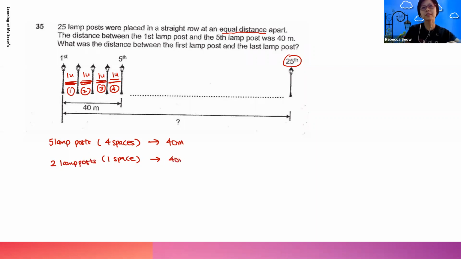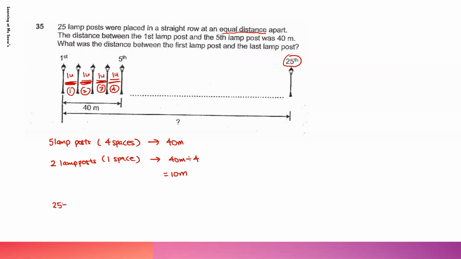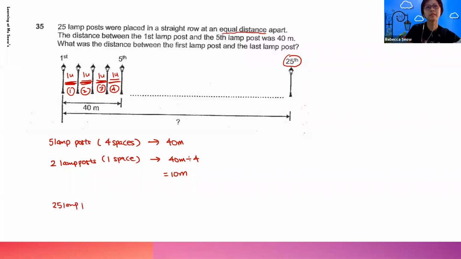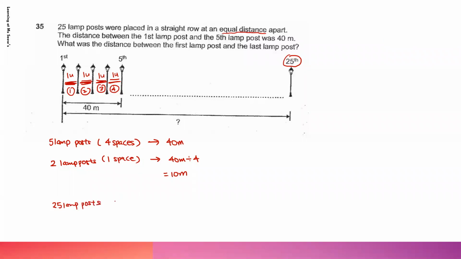So that makes 40 meters divided by 4, and that would be 10 meters. Okay, now, so the distance between 2 lampposts is 10 meters. What about the distance between the first and the last lamppost? So now instead of 2 lampposts, we want to look at the distance. 25 minus 1. Then after that, 24 times 10, so it's 240.